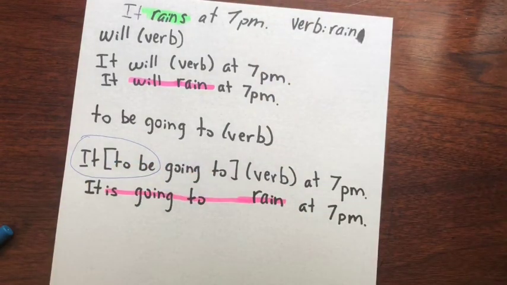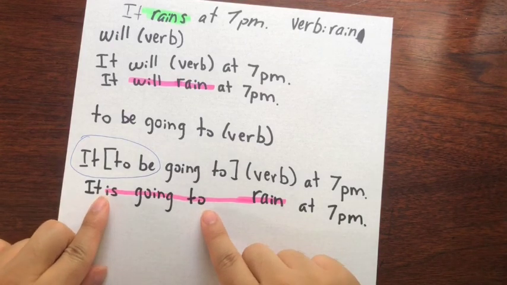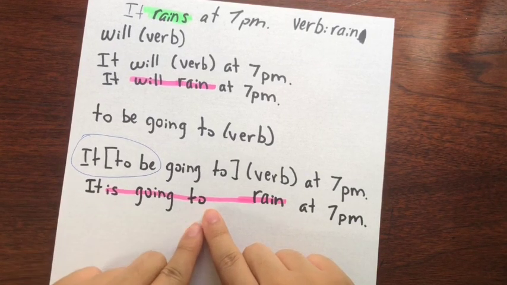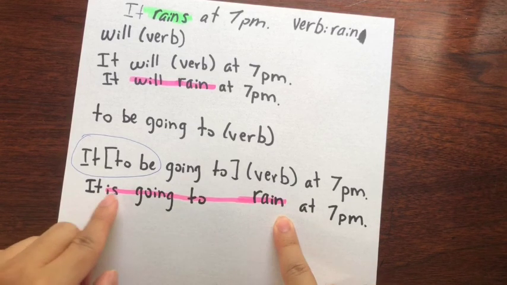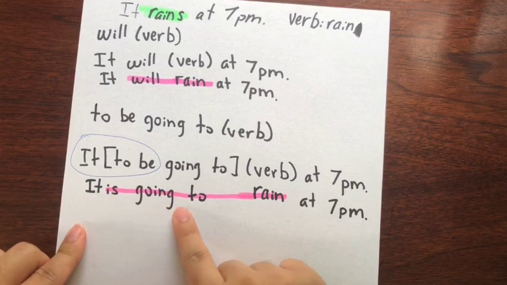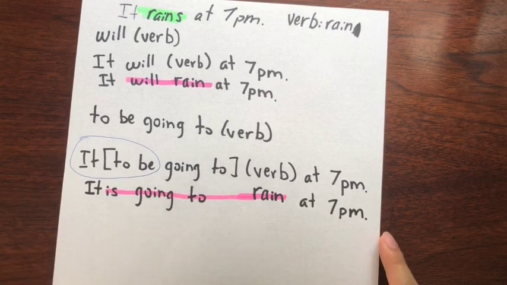So now we know this sentence is in the future because we have the expression to be going to, and then we have the verb rain. So this sentence is in the future. It is going to rain at 7 p.m.